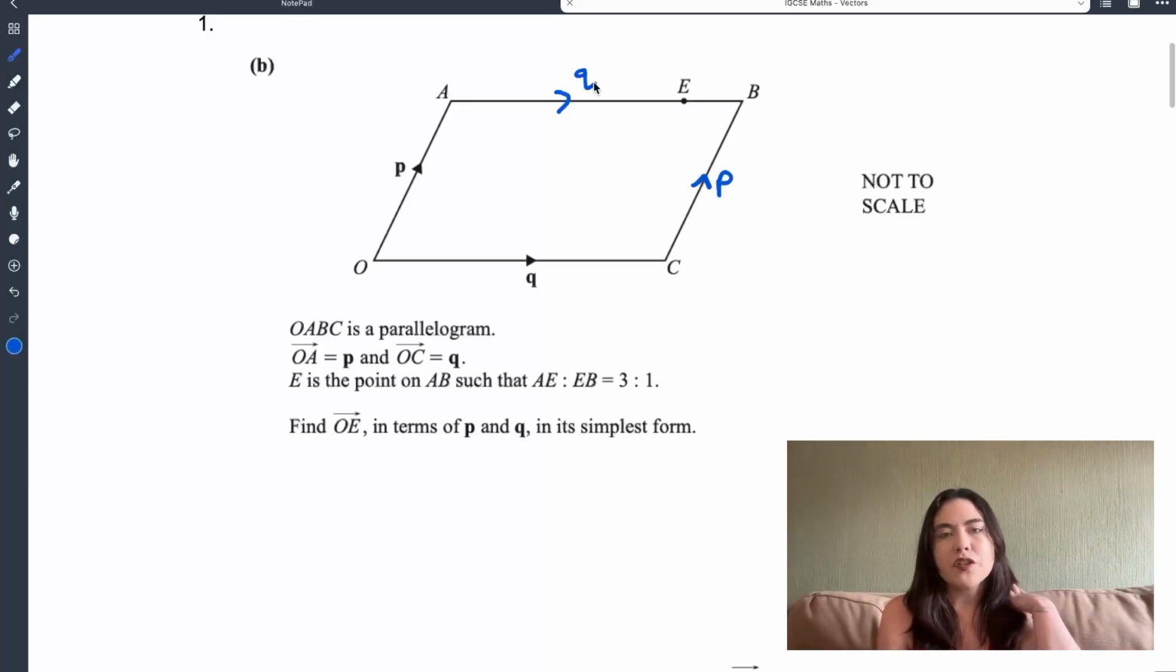Okay, cool. So now that we've established that, let's look at the second part, which we've already established technically because we've already figured out that OA is P and OC is Q, and we've put those values in. So now let's look at the third row. E is a point on AB such that AE is in a ratio of EB of 3:1.